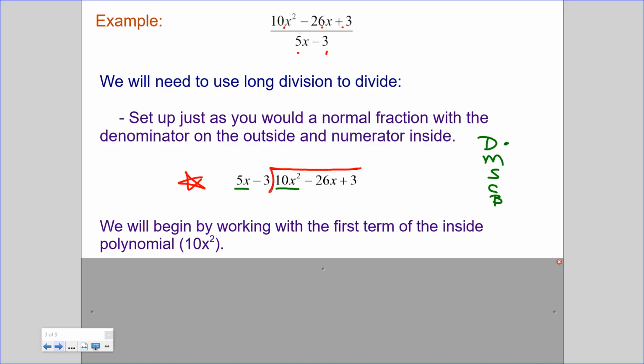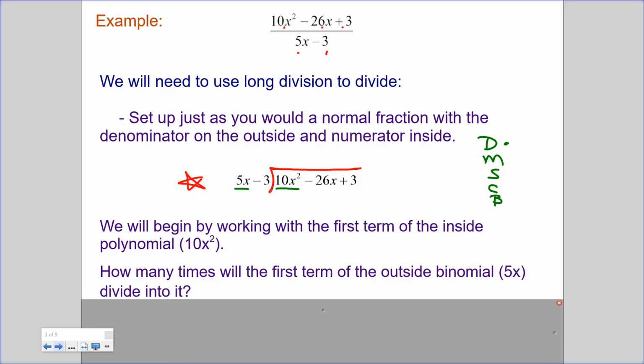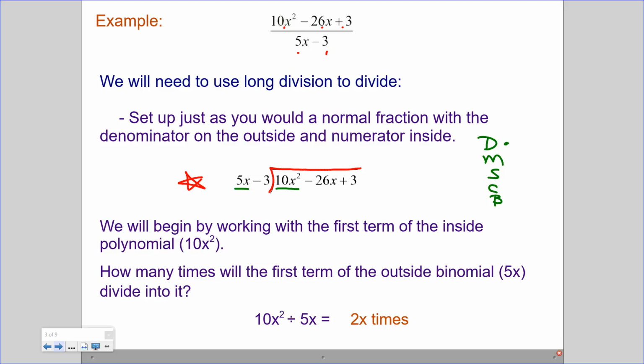So you will ask yourself, how many times will the first term of the outside binomial go into it, I should say. So 10x squared divided by 5x. What does that leave us with? And we should get 2x as the simplified version there. So you could say, all right, 5x goes into 10x squared 2x times, or just think about 10x squared divided by 5x simplifies to 2x.